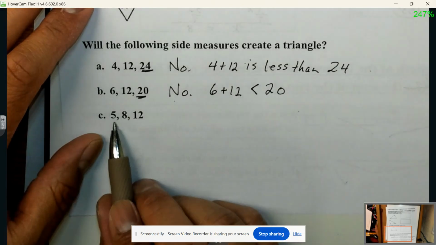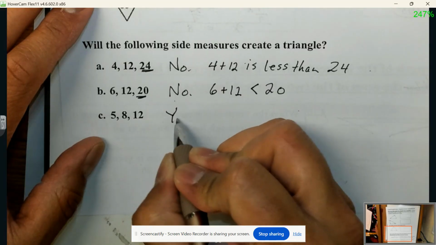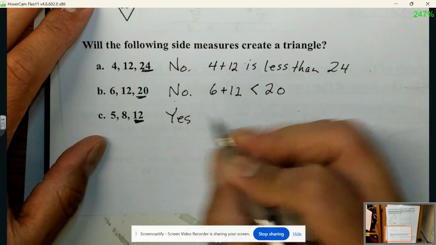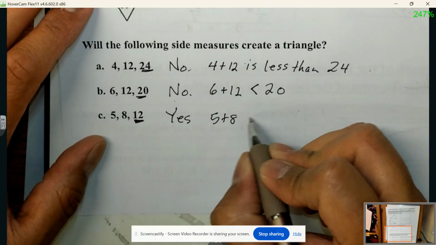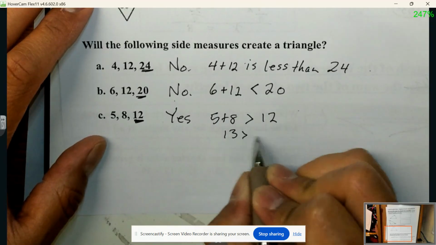And in this one, can this make a triangle? All right, now this one is yes, because 5 plus 8 is 13. And it's greater than 12, right? 13 is greater than 12.